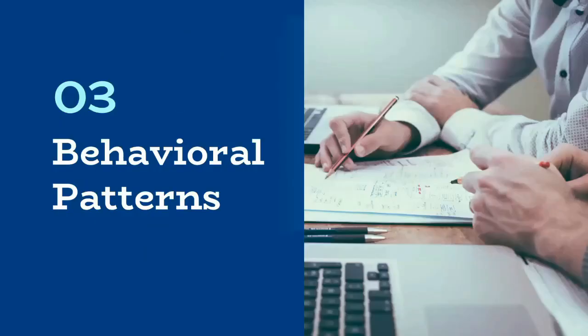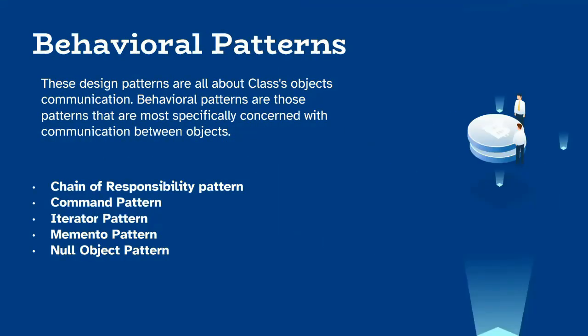Next, we'll talk about behavioral patterns. Behavioral design patterns focus on how objects communicate with each other. These patterns are especially concerned with defining effective interactions and responsibilities between objects. They ensure that the communication is clear, manageable, and also scalable in software systems. We can give a few examples for behavioral patterns as well: chain of responsibility pattern, command pattern, iterator pattern, memento pattern, and null object pattern.